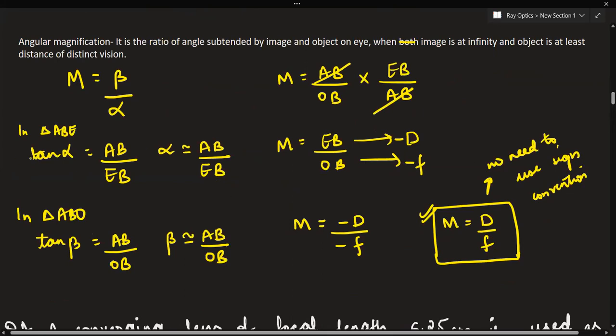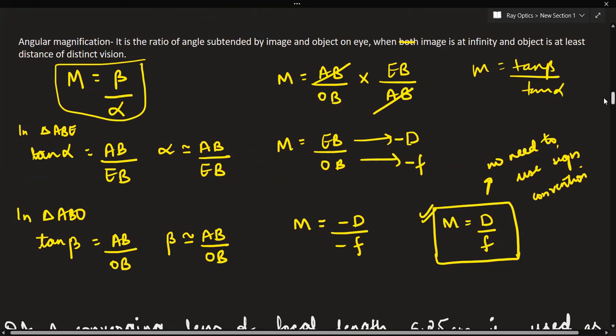Same method. You take out tan alpha, you take out tan beta, take the ratio of them. That will lead you towards M is equal to D by F. From the formula, M is equal to beta by alpha. So M will be equal to tan beta by tan alpha. And as I've told you, tan beta and tan alpha both can be written as beta and alpha because tan theta is almost equal to theta. So this is how you finally get the derivation.